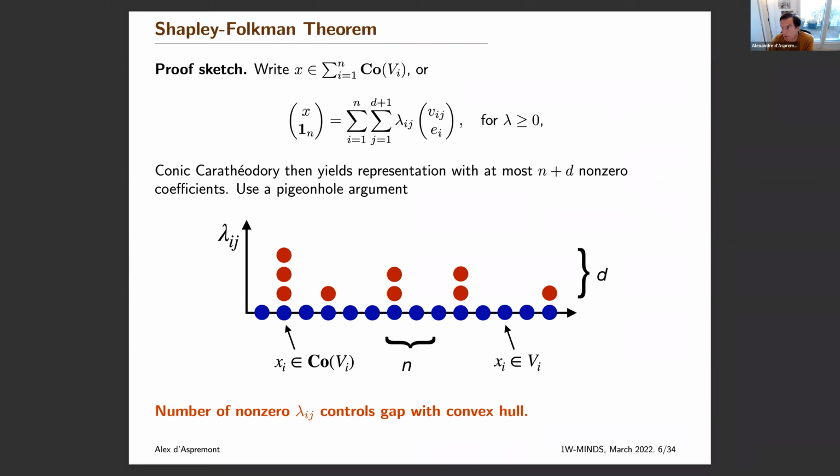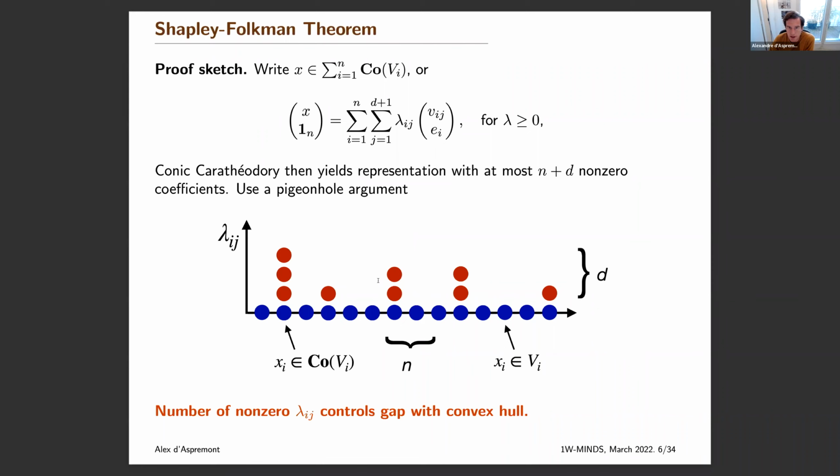And if it's a conic representation, you can invoke the conic version of Caratheodory's theorem to show that you can get another representation with at most n plus D non-zero coefficients, right? So at most n plus d lambda ij's are non-zero. And now you conclude by using a pigeonhole argument, right?